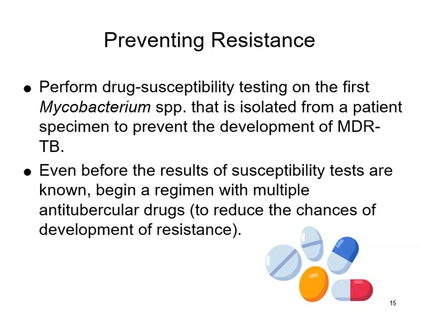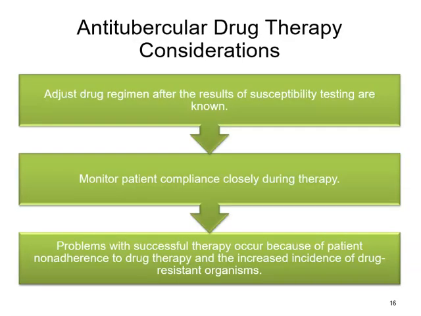But even before we get started on that, the patient will begin a regimen that has multiple drugs. And that's why I put this picture of multiple pills there. And that is to reduce resistance. After susceptibility testing is completed, there may be an adjustment of the drug therapy that's needed. The patients must be monitored to make sure they are adherent to the treatment. And this is a close monitoring. The Department of Health is involved in this.